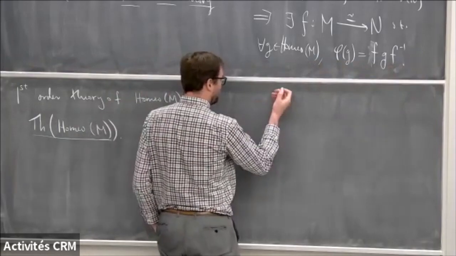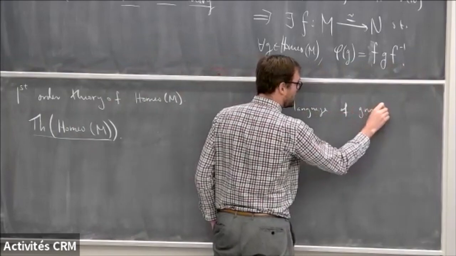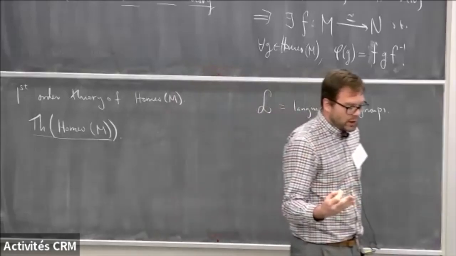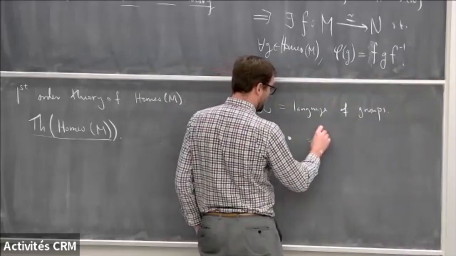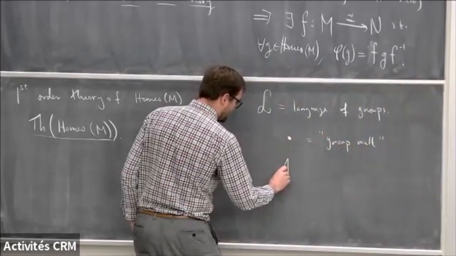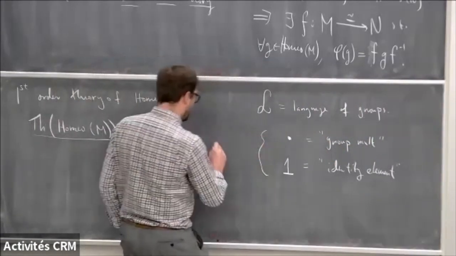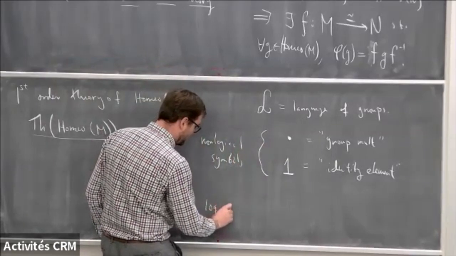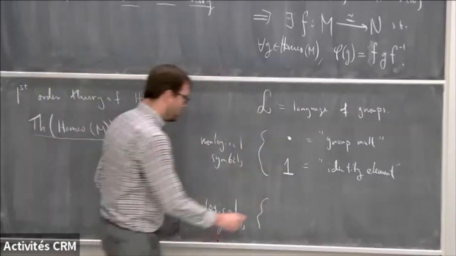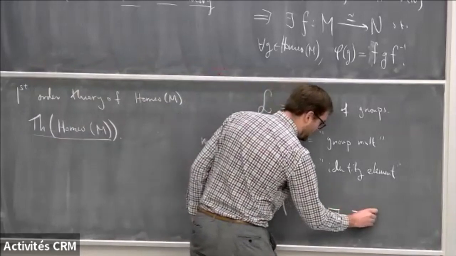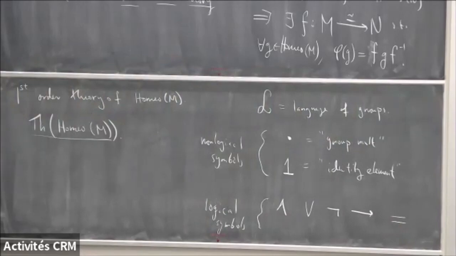So basically, we have this language, which is the language of groups, and it consists of two non-logical symbols. The non-logical symbols are this binary operation, which is interpreted as group multiplication, and this constant, 1, which is interpreted as the identity element. Then you have the logical symbols, which are present in every language when you talk about the first order theory of some structure, and these are things like and, or, not, implies, and equals. There's some discussion to be had about whether or not that's a logical symbol.